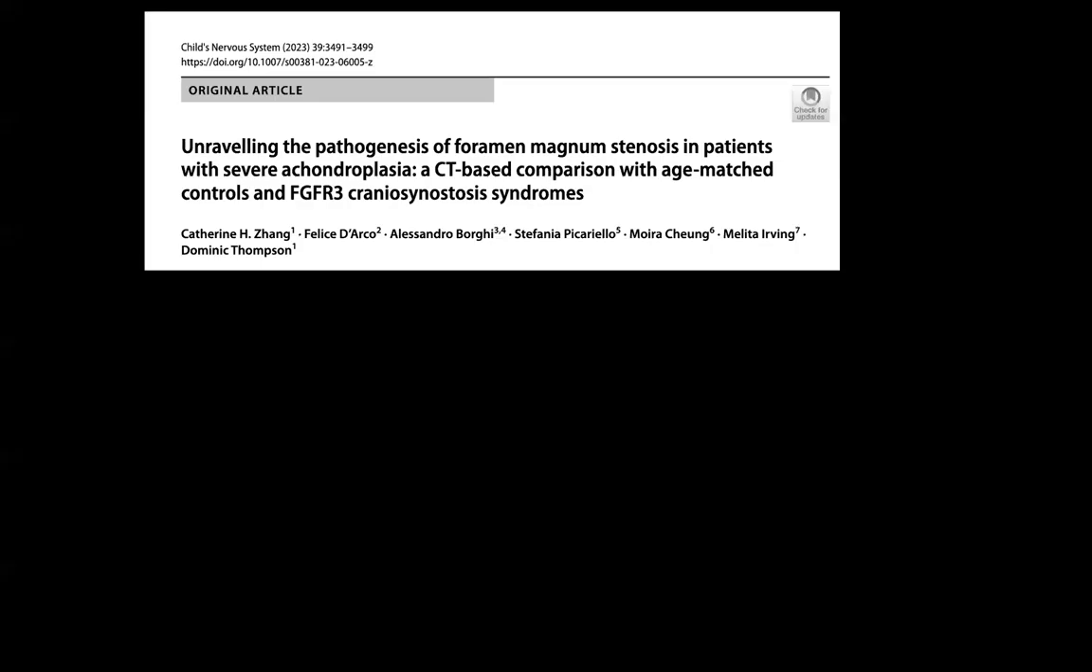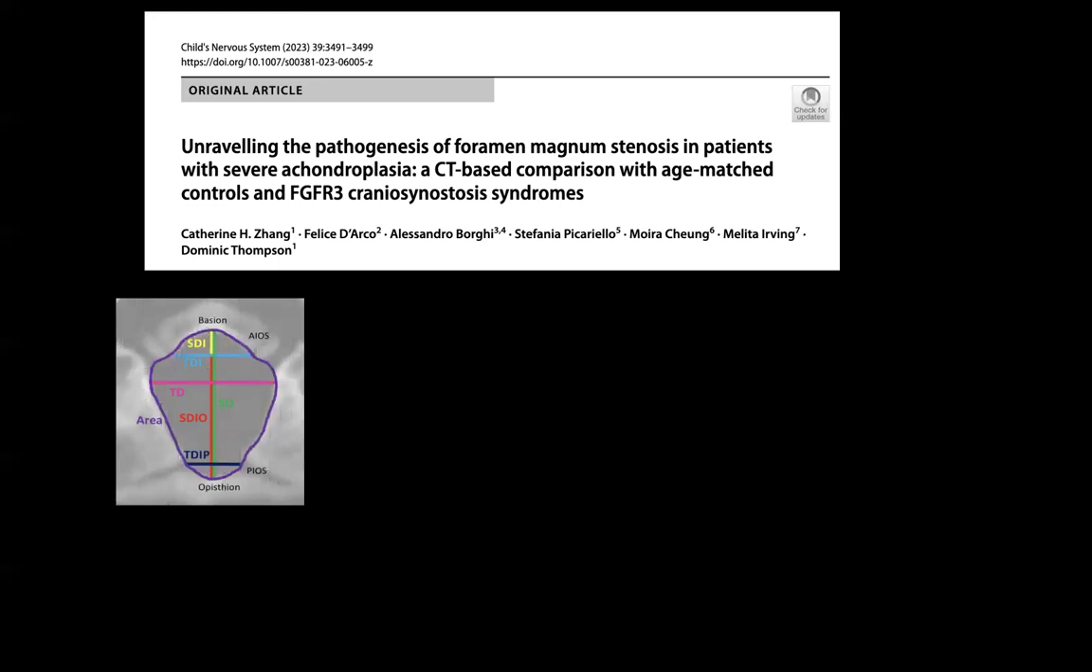Another thing is that we don't clearly know why, in comparison to FGFR3 craniosynostosis syndromes, which develop hydrocephalus and raised intracranial pressure, achondroplasia, which also has a mutation in these genes, develops just narrowing of the canal and of the foramen magnum with this large head, but no hydrocephalus. So please do not shunt achondroplasia. It's very rare to have obstructive hydrocephalus, and it is a different phenotype.